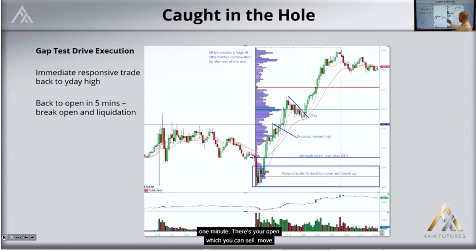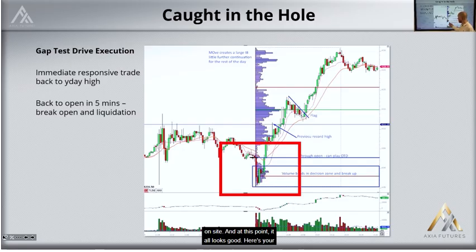There's your open, which you can sell. Move straight down to the top of the previous day's range. At this point, if you've sold it straight from the open, you've taken half a handle of heat on this trade, you've gone straight onside, and at this point it all looks good. Here's your opening range, open, low, and you bounce back, so potentially an open drive type scenario.